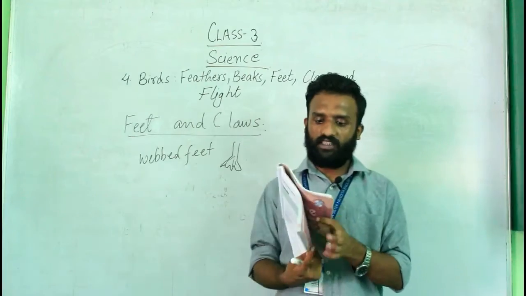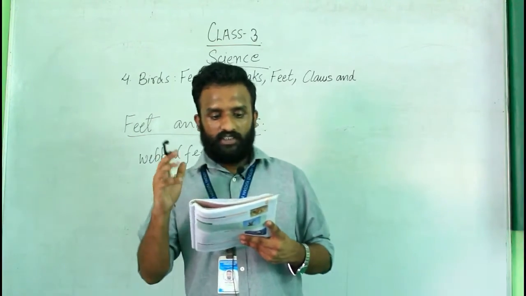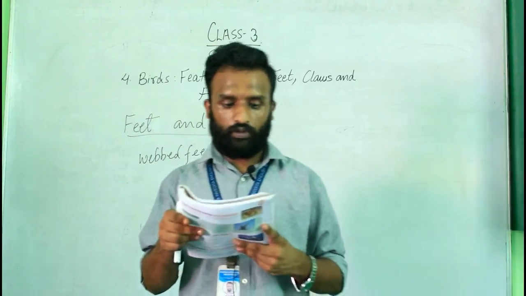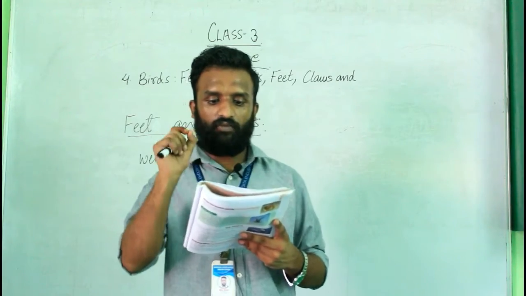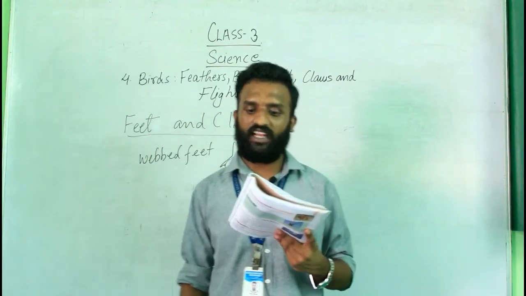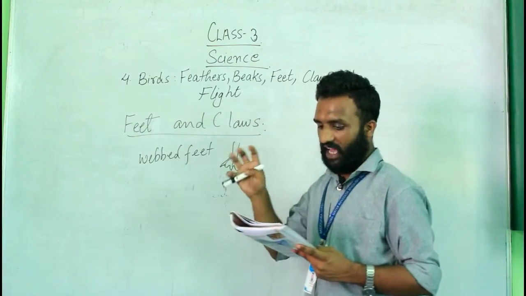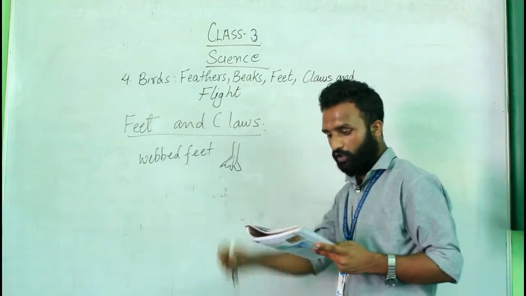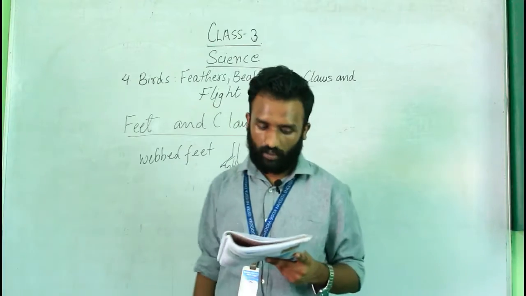Now birds of prey. Raptors or birds of prey like eagles, hawks and falcons have sharp and powerful claws called talons, and they use them for catching food such as rats and small birds.